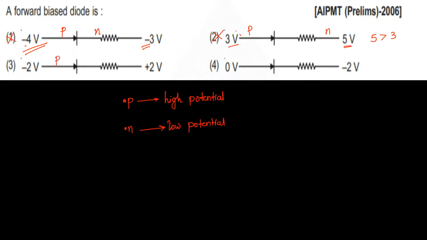Let us see option 3. Here it is negative, low potential, whereas the other side is high potential. But what is the condition? P region should be at high potential and N region should be at low potential. If I see option 4, here P is at 0 volt, which is positive potential, and the N region is having negative potential. So definitely option 4 is the right one. This is high potential when compared to the N region. I hope you understood this problem.